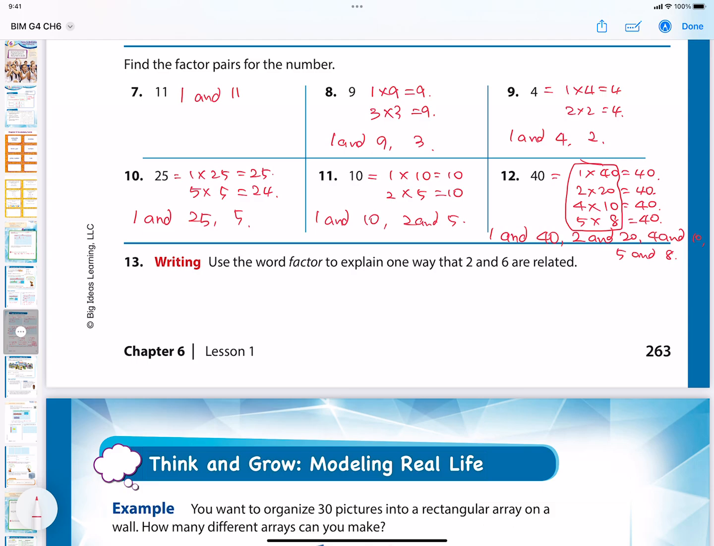Now, use the word factor to explain one way that 2 and 6 are related. Use the word factor. Okay, so we have to use factor, and we need to explain one way that 2 and 6 are related. How? Yes, 2 times 3 makes 6. That means what? 2 is a factor of 6. That's it. All right, let's move on.